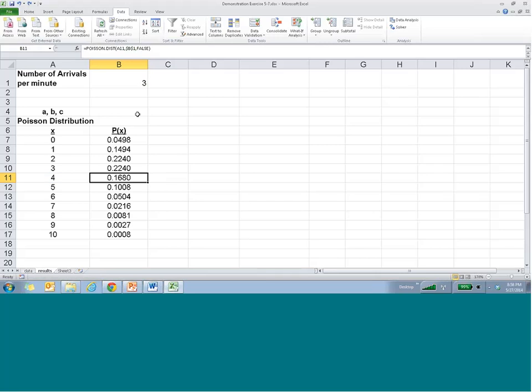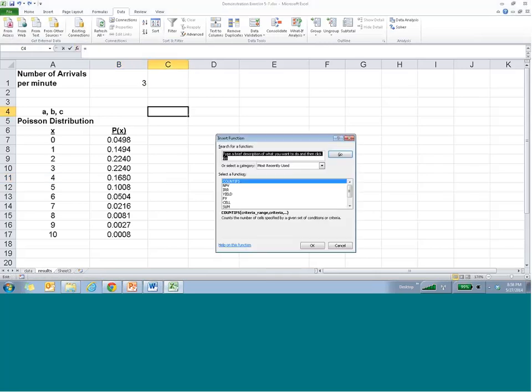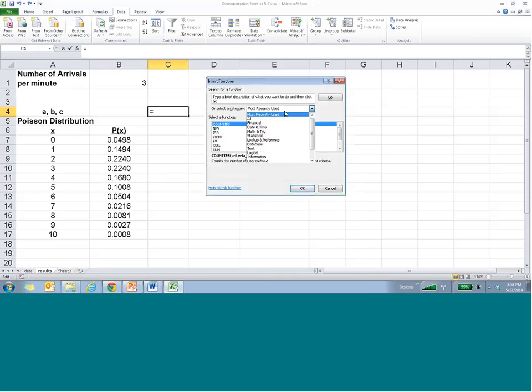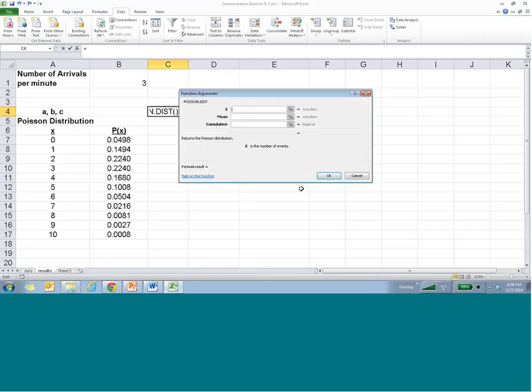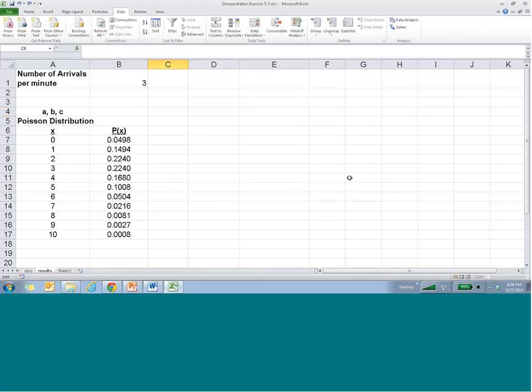I'll do this just to remind you guys. If I'm in a blank cell and I push this f of x, then it pops up the insert function dialog box, and I can click the down arrow and find statistics, and then I can scroll through there. Oh, there's a Poisson formula. I just didn't know what it was. And oh, there it is right there.